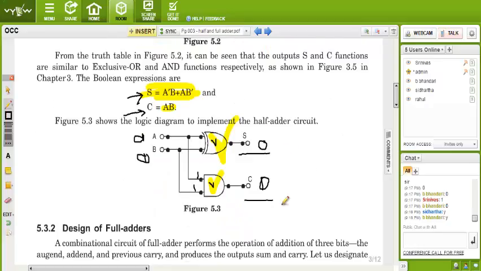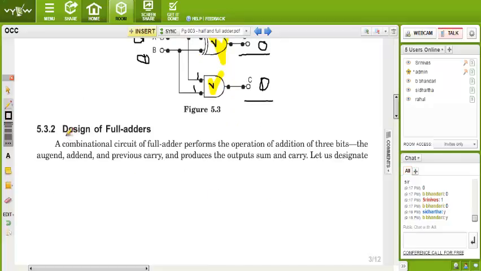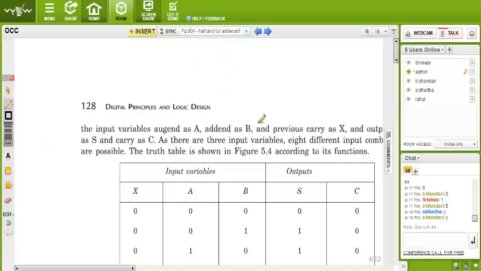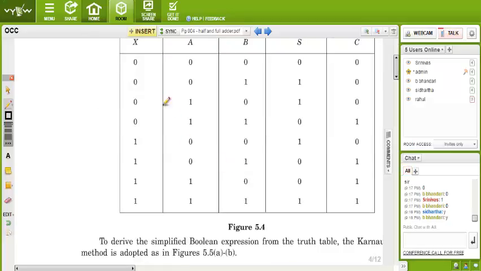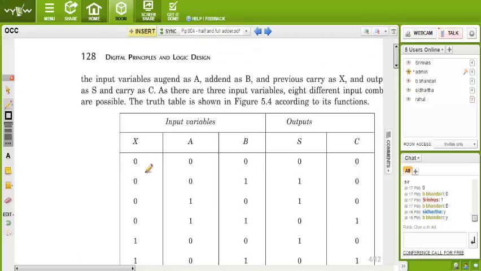Okay. Yeah. Okay. Now see, design for full adders. A combinational circuit of full adders performs the operation of addition of 3 bits. The 3 bits means what? First you understand. See, 3 bits means X, A, B. This X is a carry or other thing. Okay.